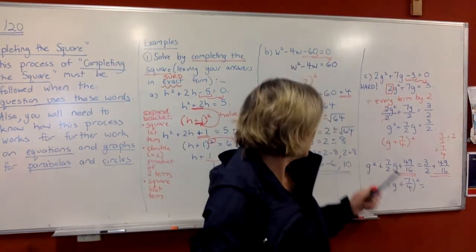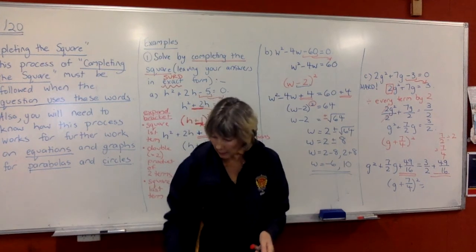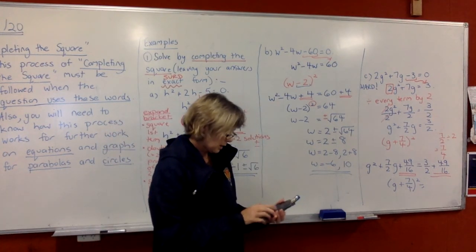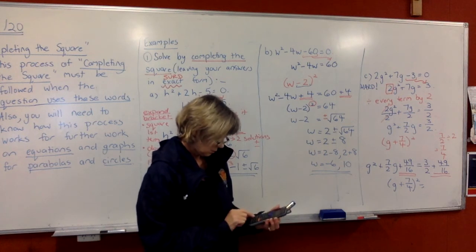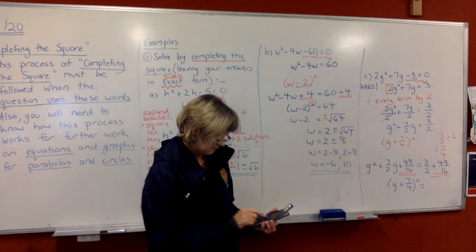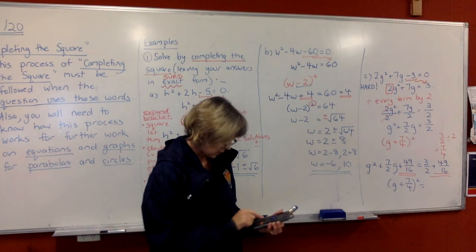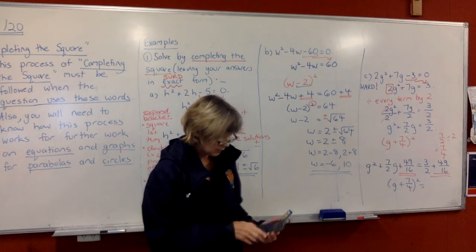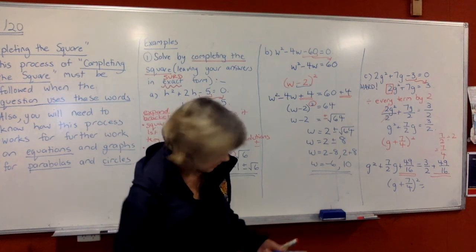All right, so the next thing we need to do is get your calculator out and just type in what's on the right-hand side there, which is 3 over 2 plus 49 over 16. And it gives you 73 over 16, and write that down.